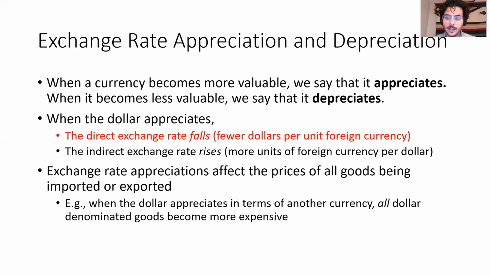Conversely, if we were doing indirect exchange rates, if the dollar gets stronger, the indirect exchange rate goes up, because we've got more units of foreign currency per dollar. But since we're using direct exchange rates, just remember that they have this counterintuitive feature: when the dollar appreciates, the direct exchange rate falls. So up is down.